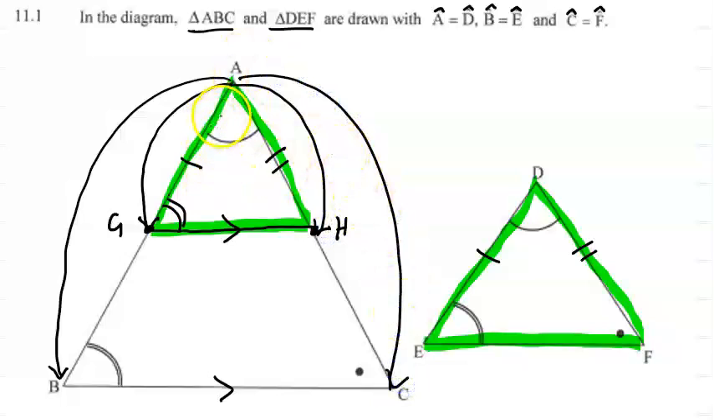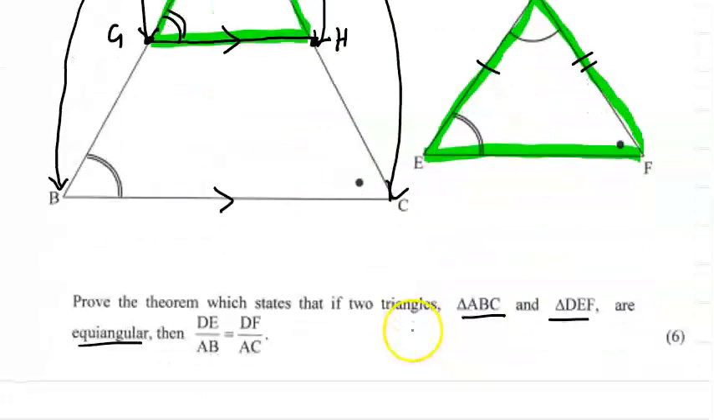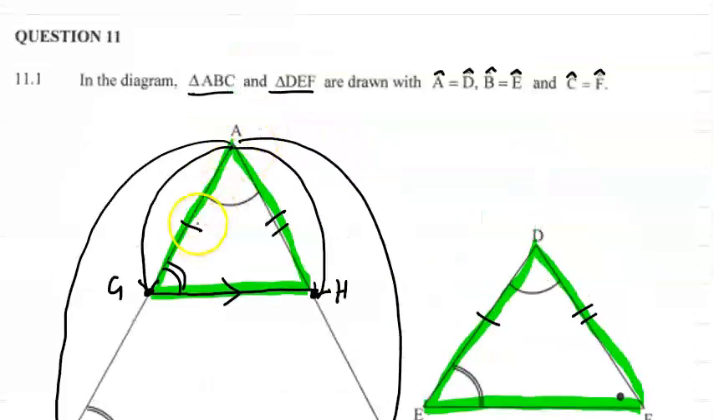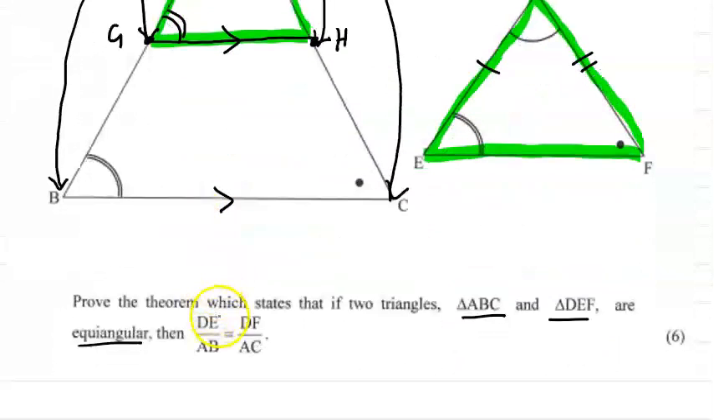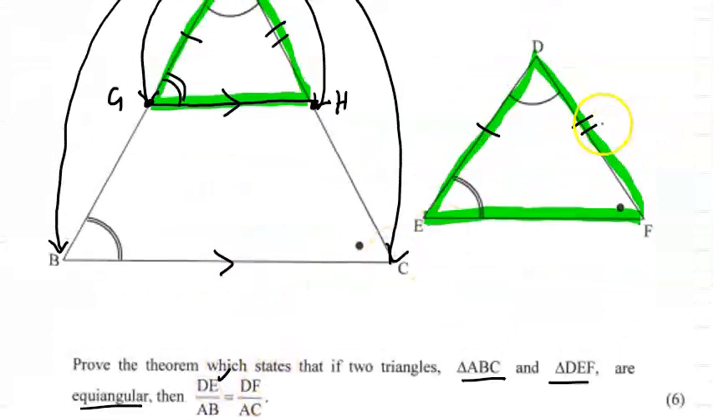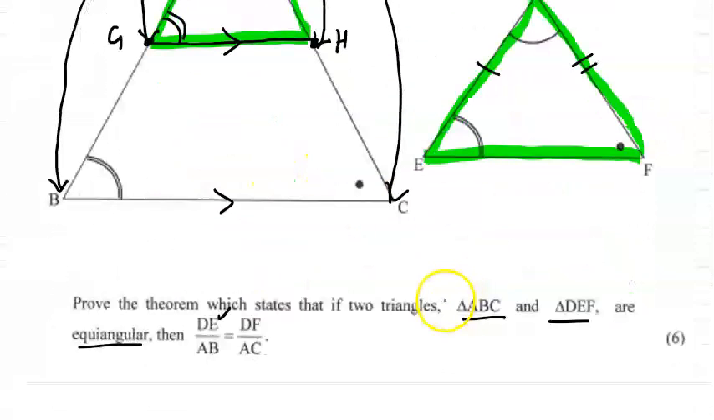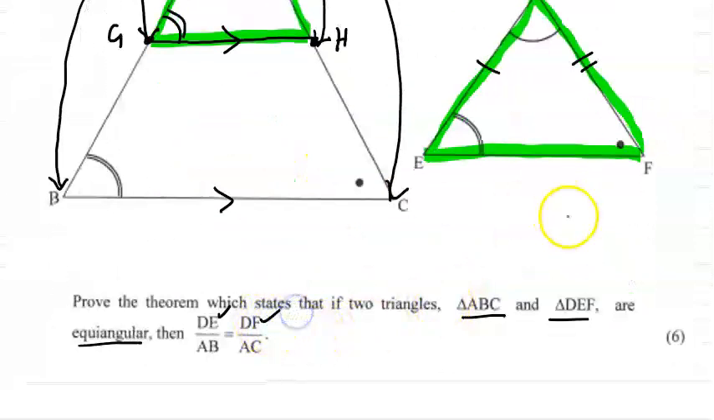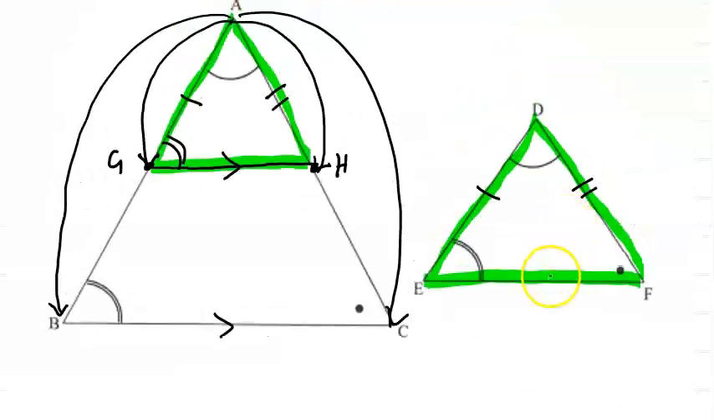And if you say now AG over AB is equal to AH over AC, then we'll be able to prove the following, that DE over AB is equal to DF over AC. Why? Because DE, remember, is equal to AG, and DF, there it is here, is equal to AH, and therefore the theorem now will be proved. Okay, so let's go write all our statements now.